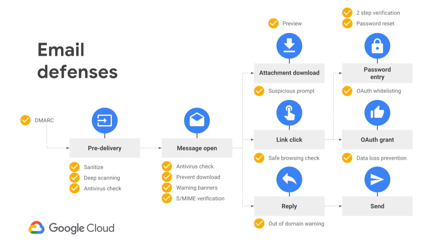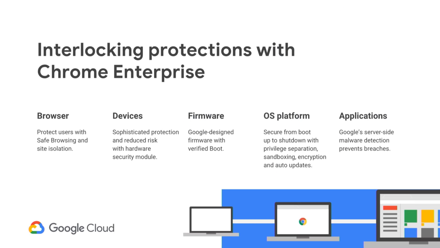Finally, some of the best ones are password verification and password reset. So we'll do two-step verification when we see suspicious login attempts. And we can also challenge when someone's sending you password reset emails, we'll make sure those are really coming from secure sources. I think it's also important to acknowledge that we can interlock a lot of these protections with Chrome OS.